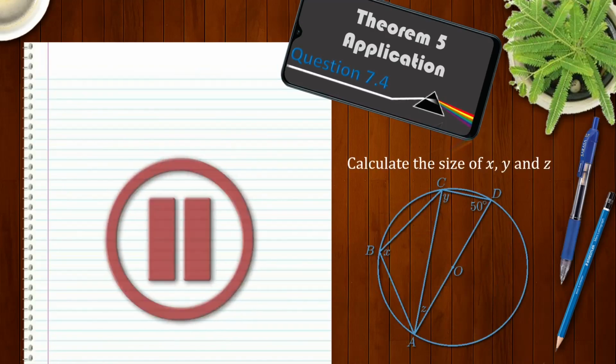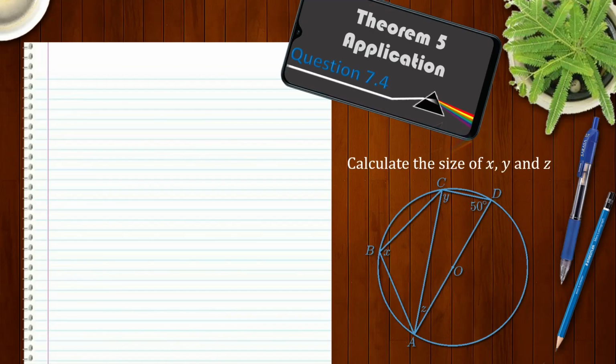And then for 7.4, calculate the size of x, y, and z. Now let's start with x. If we look at A, B, C, D, that's a cyclic quad, and the opposite angles are 50 and x, so they add up to 180. So x plus 50 degrees is equal to 180 degrees, opposite angles of cyclic quad. And then that makes x equal to 130 degrees.